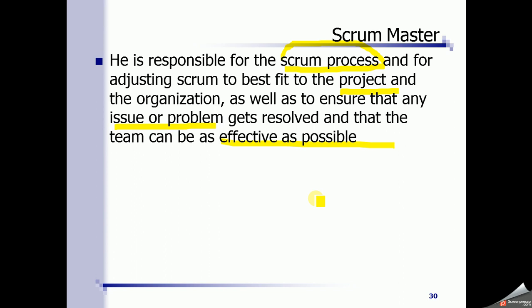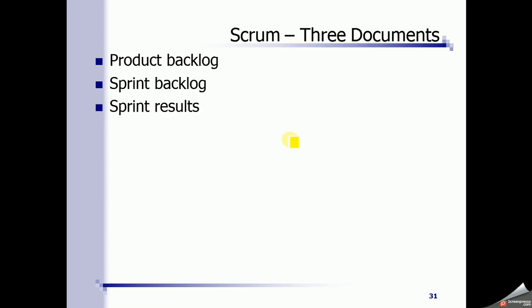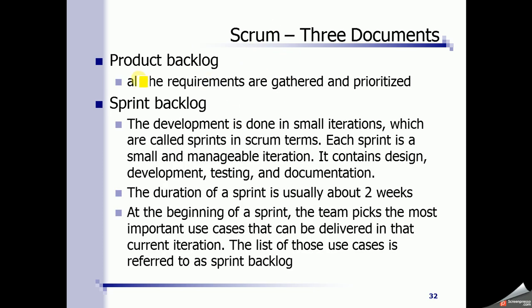So you can think of this guy as the project manager or team lead. Three documents: product backlog, sprint backlog, and sprint result. Product backlog, all the requirements are gathered and prioritized. Before the start of the project, all the requirements are gathered and with the priorities they are put in a document which is called product backlog.